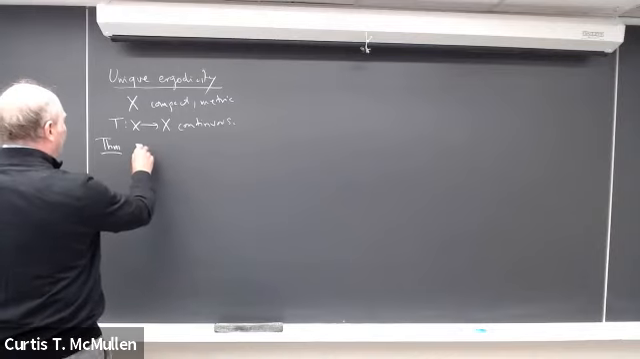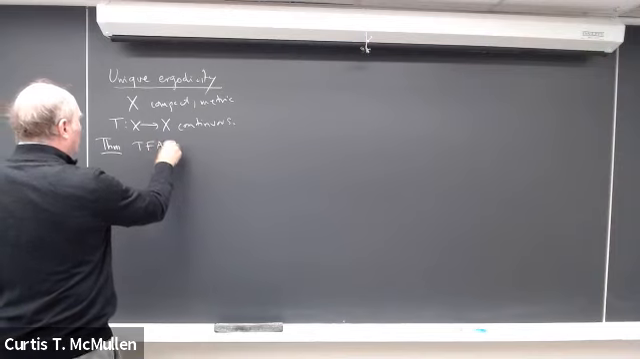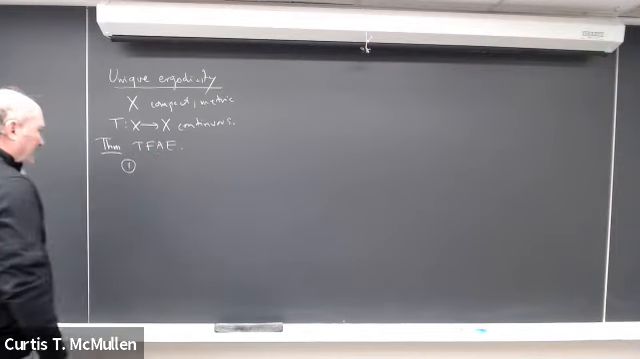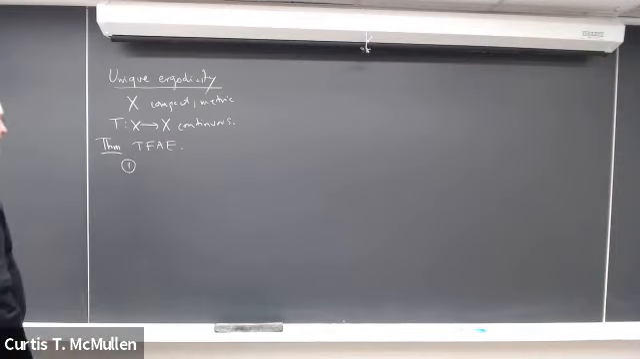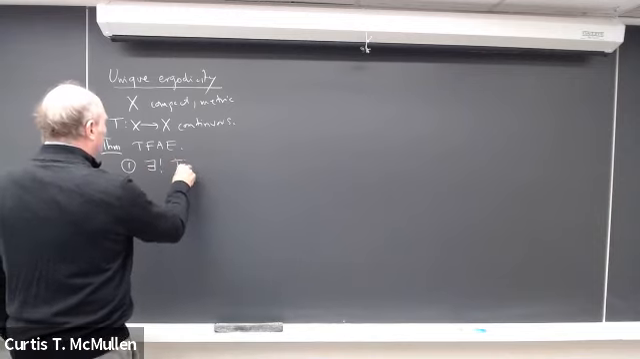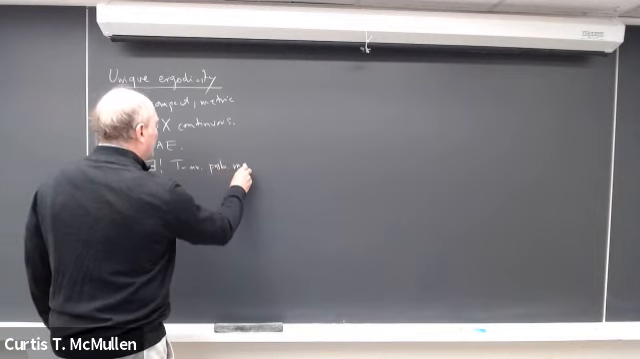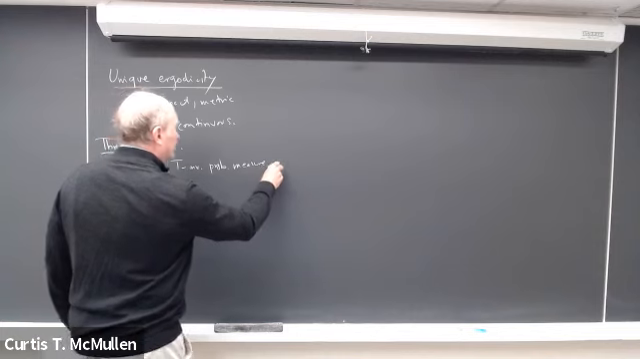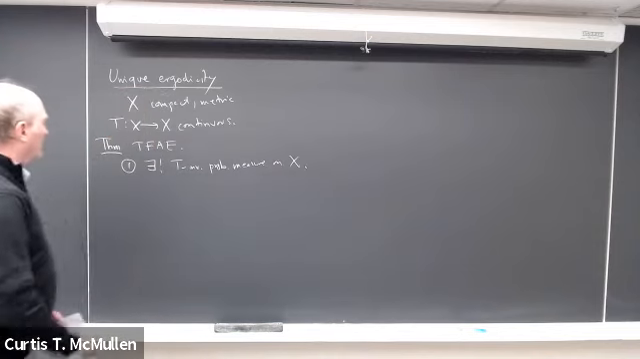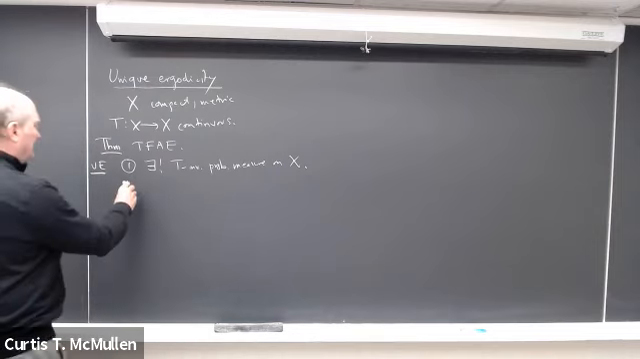So let me give you this general theorem. The following are equivalent conditions. They're all true or they're all false. The first condition is that there exists a unique T-invariant probability measure on X. And of course, this is what we call unique ergodicity. That's just the definition.